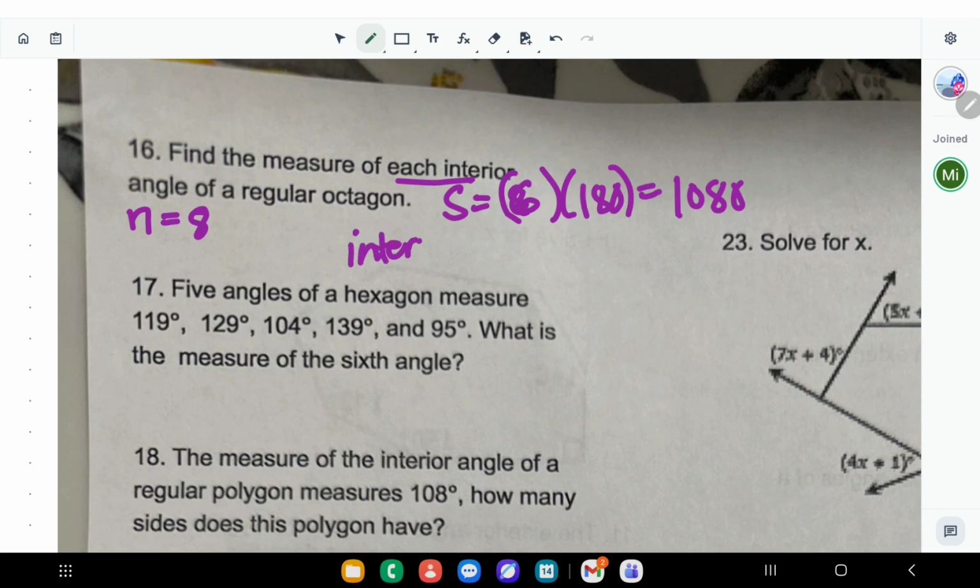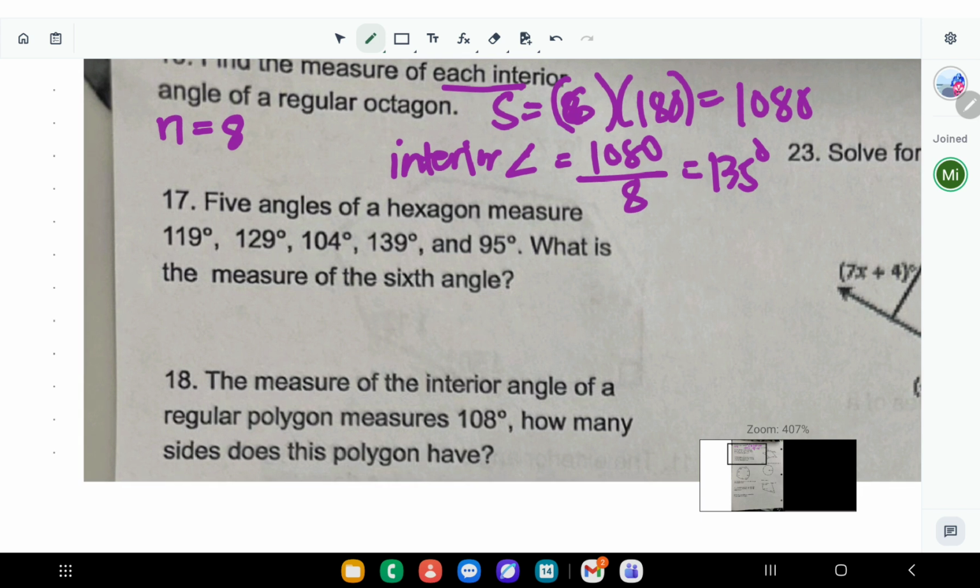And now to find the measure of each interior angle, you divide that by n. So the interior angle is 1080 divided by n, which is 8. What is the measure of the interior angle? 1080 divided by 8. Alright, so that is 135 degrees.